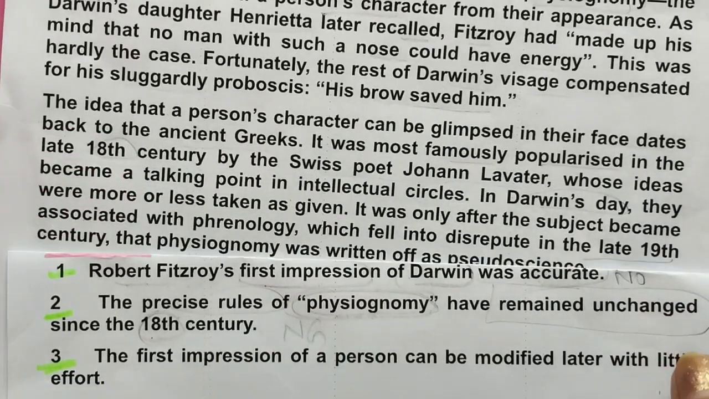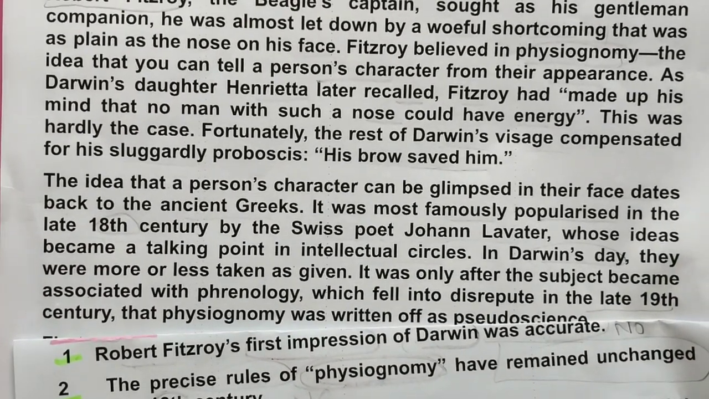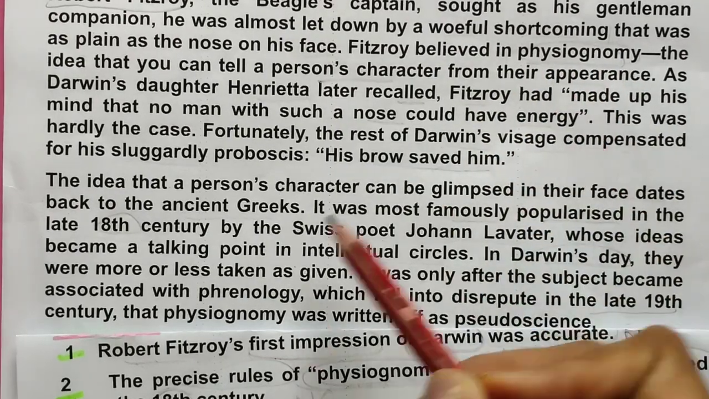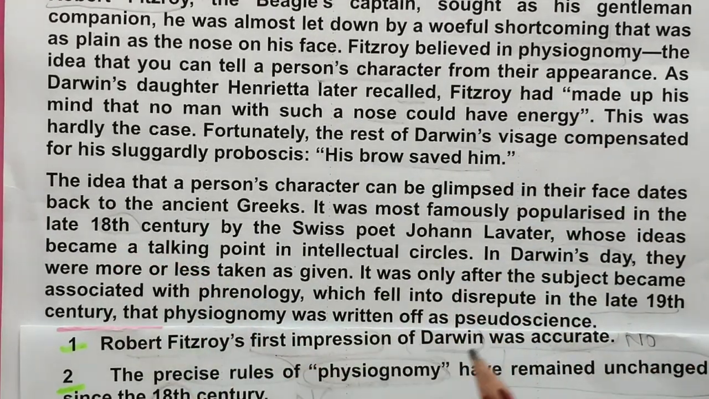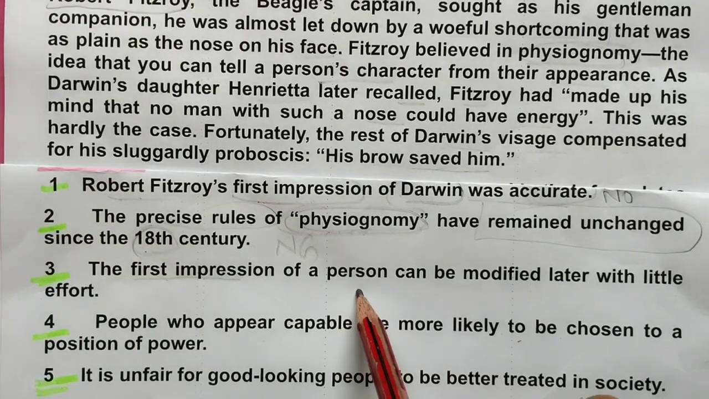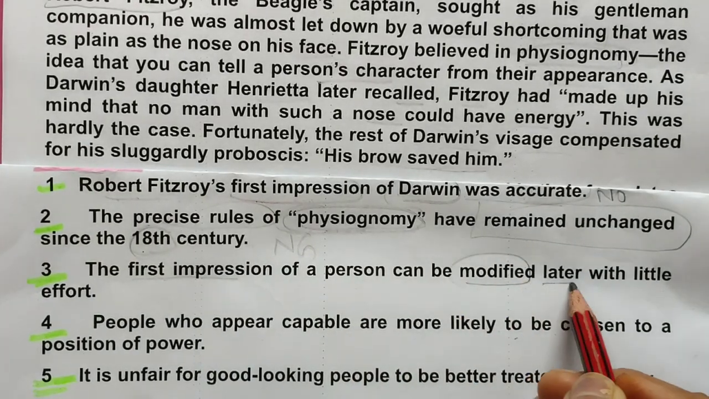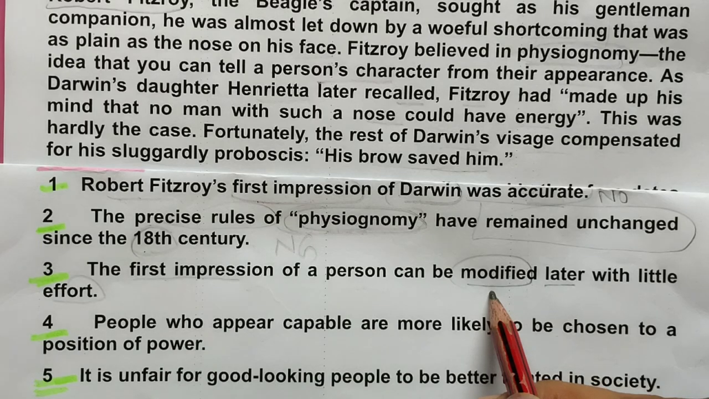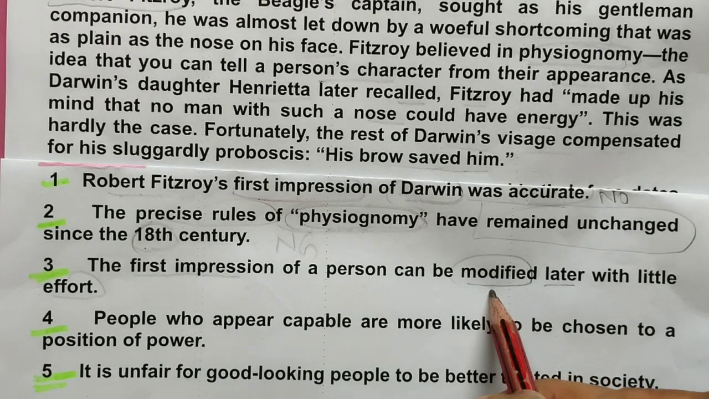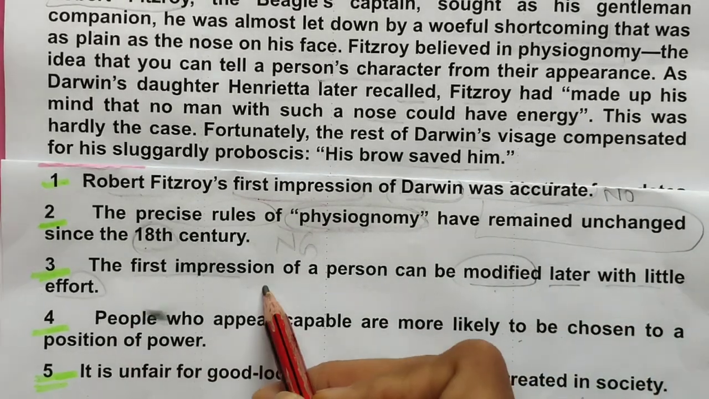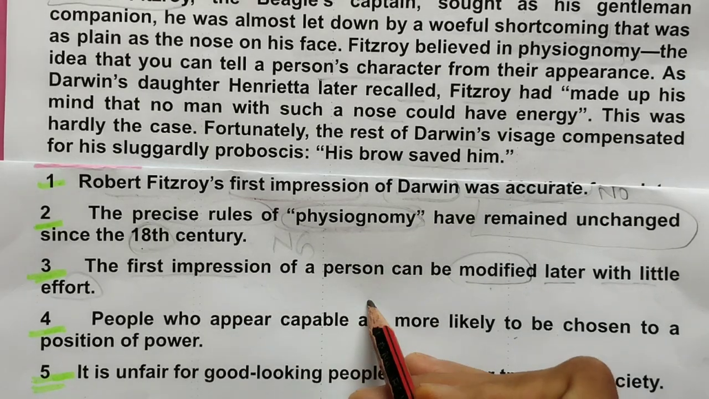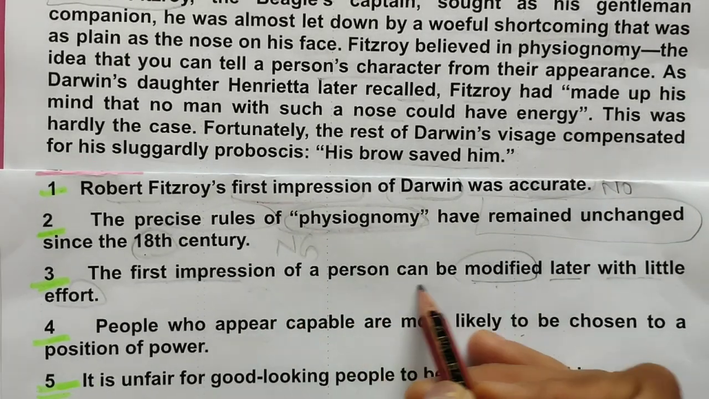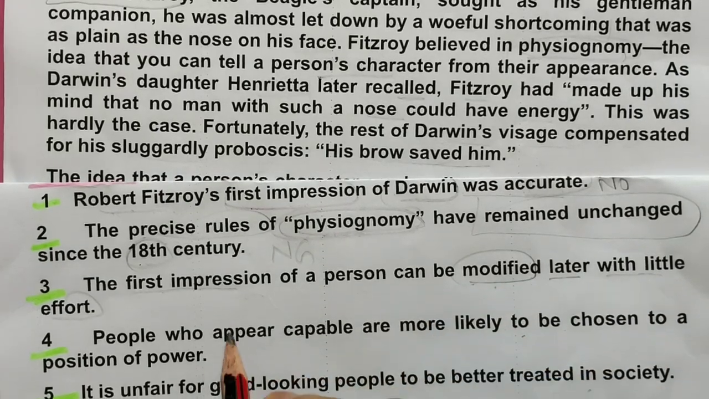Third, so you can read it. This is the paragraph, I am showing you the full location. From here they have started talking about this, and the 18th century is here. Now third, the first impression of a person can be modified later with little effort. If the first impression can be modified, then yes, and if it cannot be modified, then no. And if they are not talking about whether personality can be modified or not, then not given.